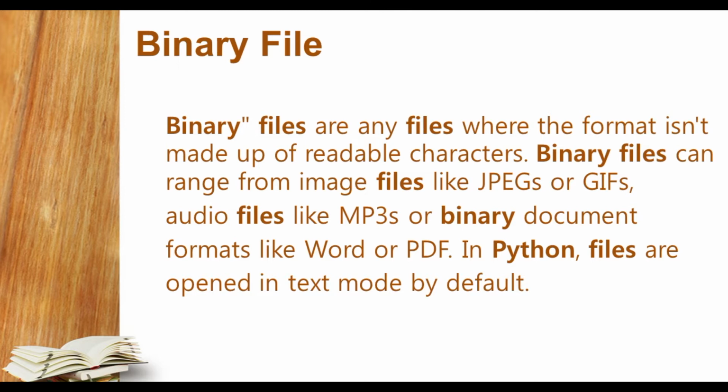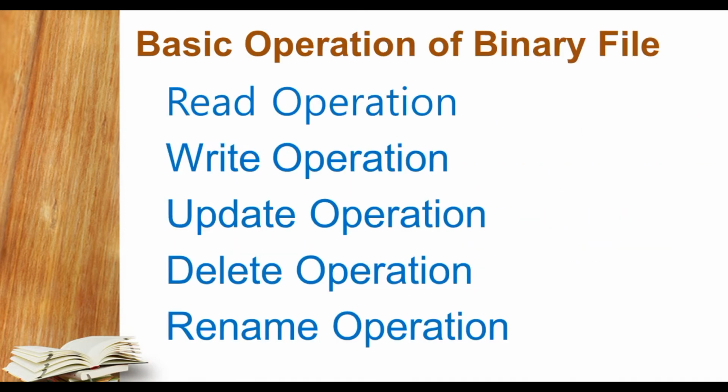Python files are actually opened by default in text mode, so we need to add the binary mode. So let's see how we will add it. But before that, we have to understand the different operations of a binary file. The binary file operations are as follows. The first thing, we can read the file, write the file and update the file, delete and rename the file. As in text files, we have done delete and rename, the same thing we'll do here.